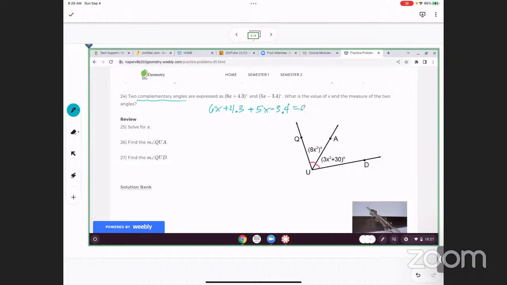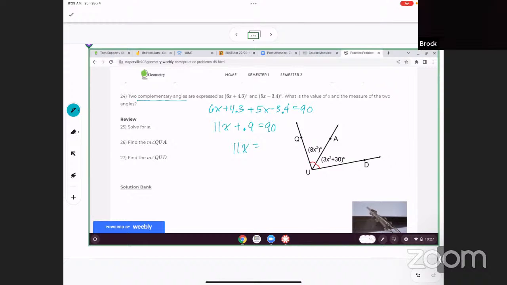And that equals 90. And now just add the like terms. Now we have decimals here, but that's nothing really to worry about. So 6x plus 5x is 11x. 4.3 minus 3.4 is 0.9. So divide by 0.9. What's 90 divided by 0.9?